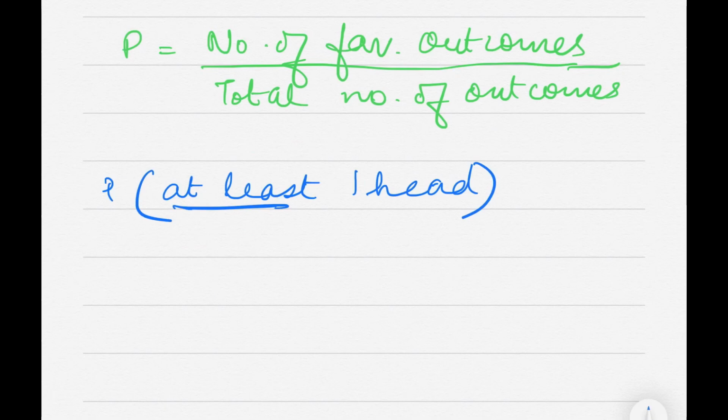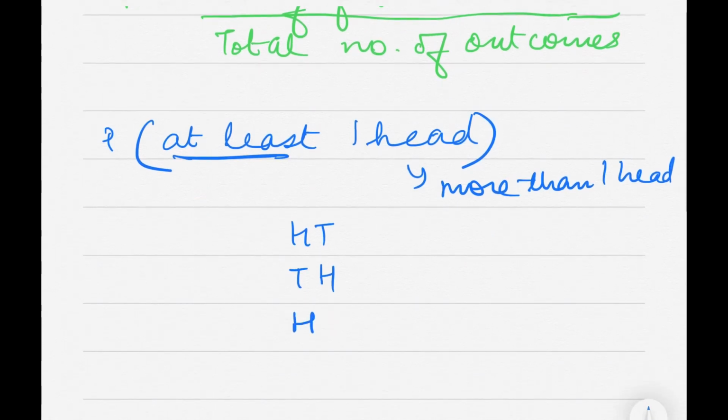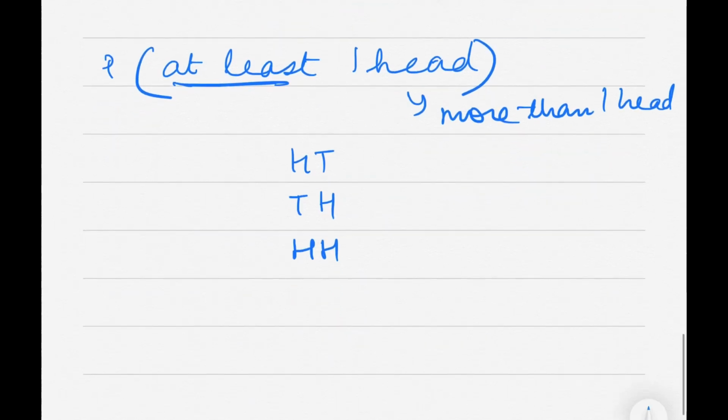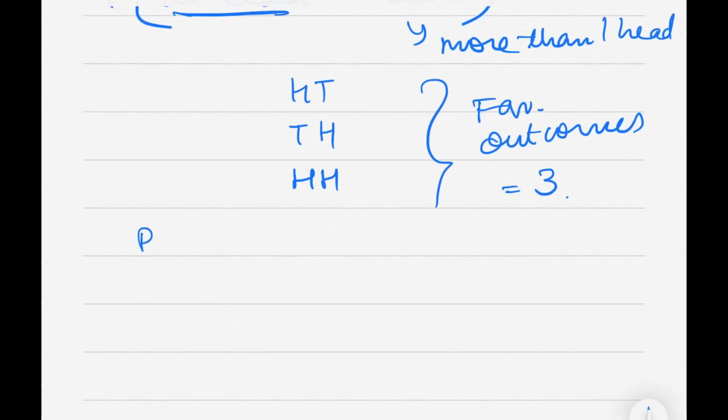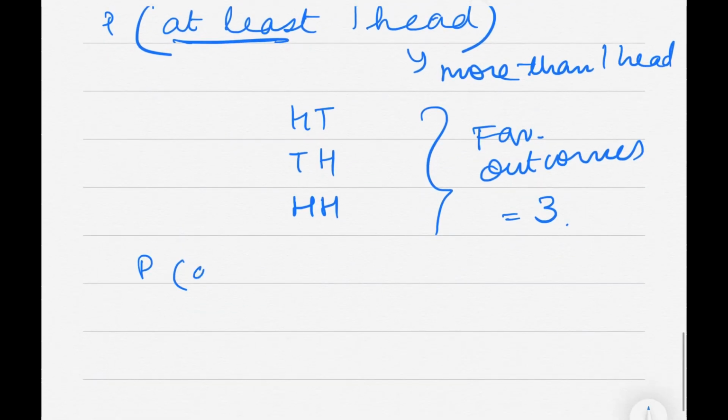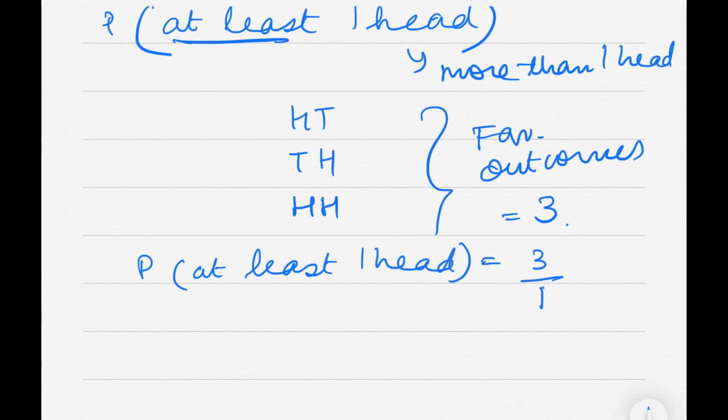So it can have one head, so the outcomes will be head tail or tail head. These are the two outcomes where we are getting one head. At least one head means it can have more than one head also, so I can include the option of head head here, because it is more than. They asked at least one head, right? So how many favorable outcomes are there? There are 3. So according to the formula, probability of getting at least one head will be equal to 3 and total outcomes are 4.